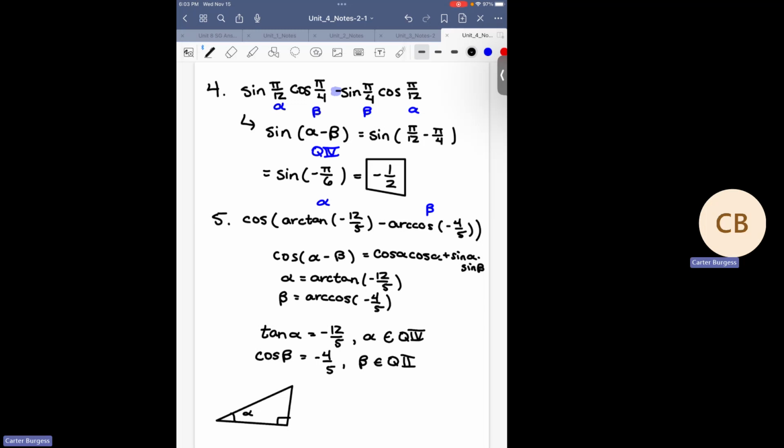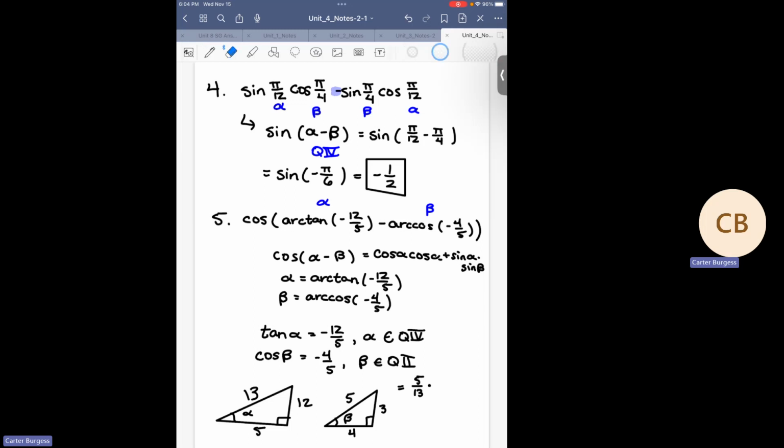We'll call this alpha, where tangent is opposite over adjacent. Fill in the hypotenuse, since this is one of our special triangles. And cosine is a 3, 4, 5 triangle. This is beta. This is 4. This is 5. This is 3. So cosine of alpha should be equal to adjacent over hypotenuse, which is 5 over 13, where we are in quadrant 4, so this will be positive because cosine is positive in quadrant 4.